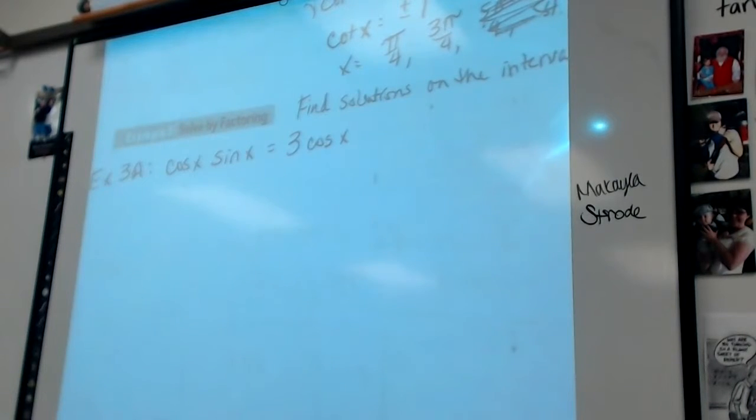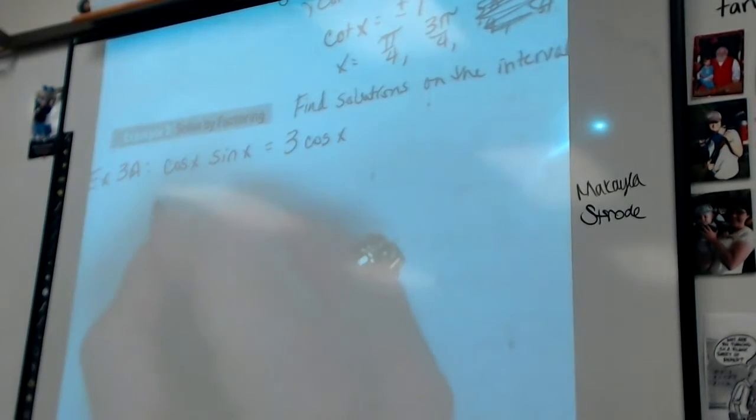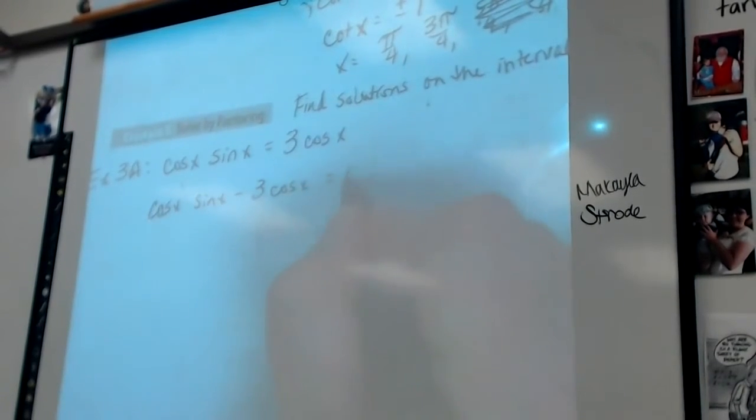All right. So what we want to do is, let's set it equal to 0. Let's move this over here. So we have cosine x sine x minus 3 cosine x equals 0.